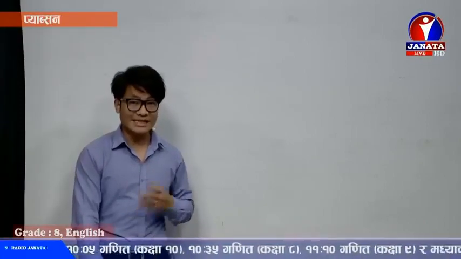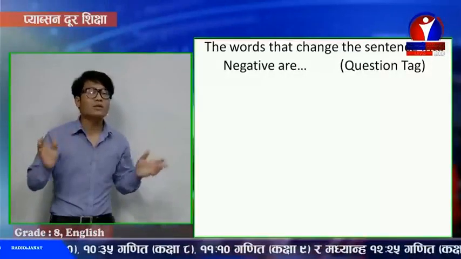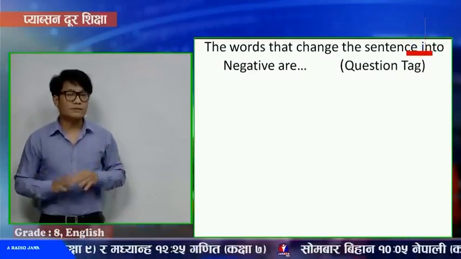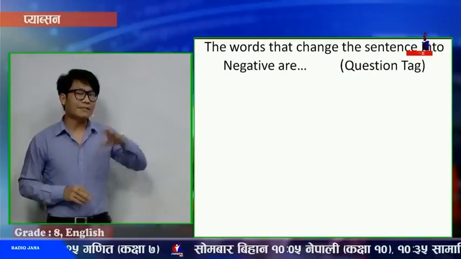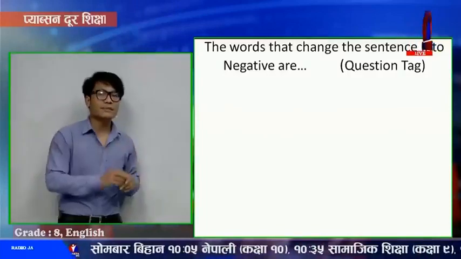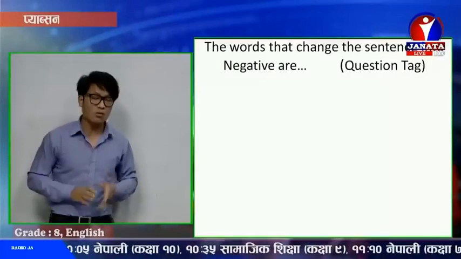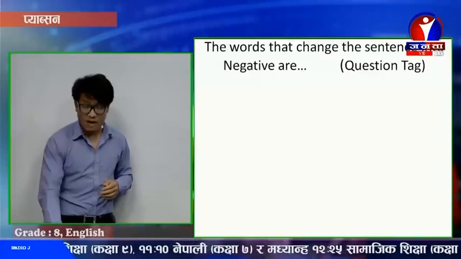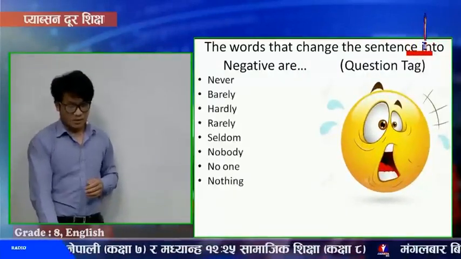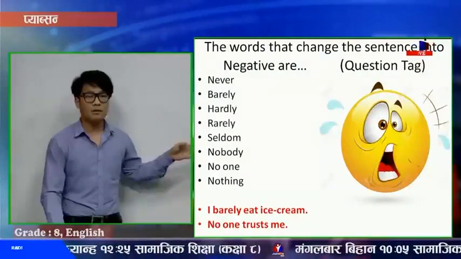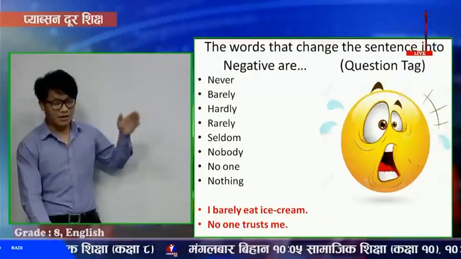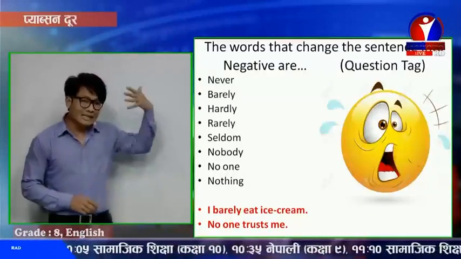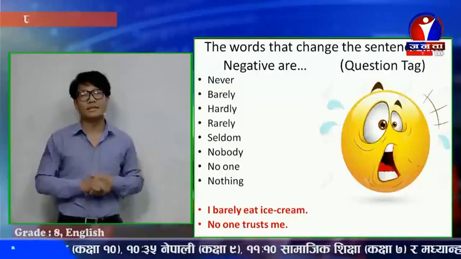First of all, before that, let's see some words which change the whole sentence into negative, because this is very important for us. We know that if the statement is positive, then the question tag should be negative. That's why we should know that there are some words which change the whole sentence into negative. So what are they? You can see here: never, barely, hardly, rarely, seldom, nobody, no one, and nothing. These are the words which change the whole sentence into negative.